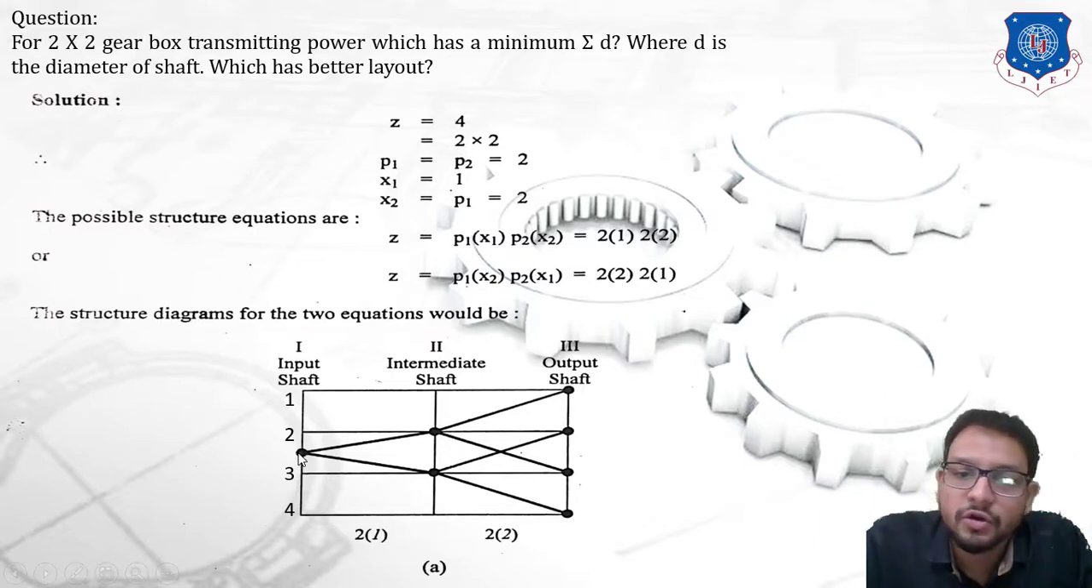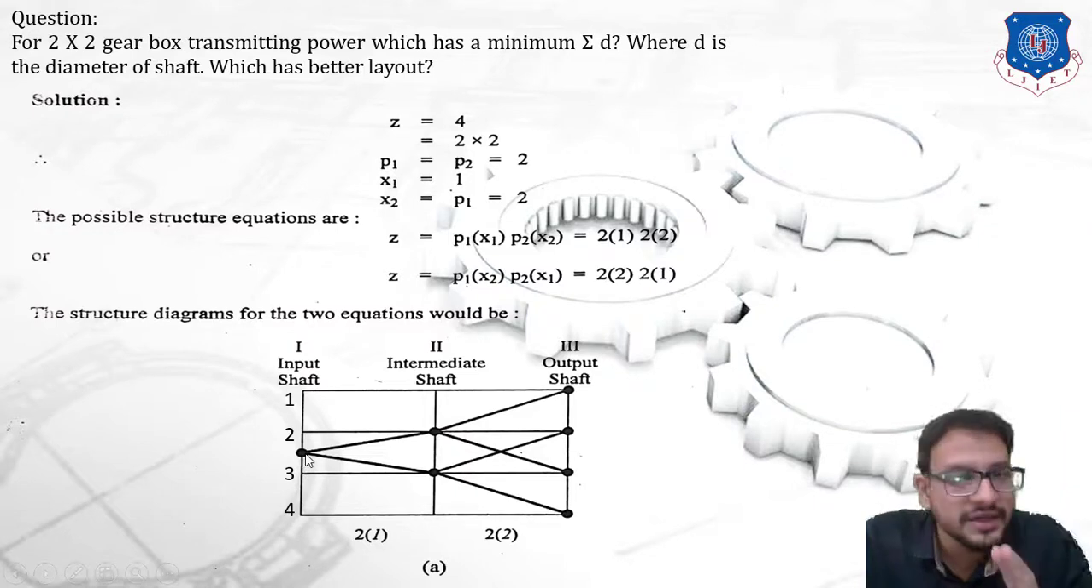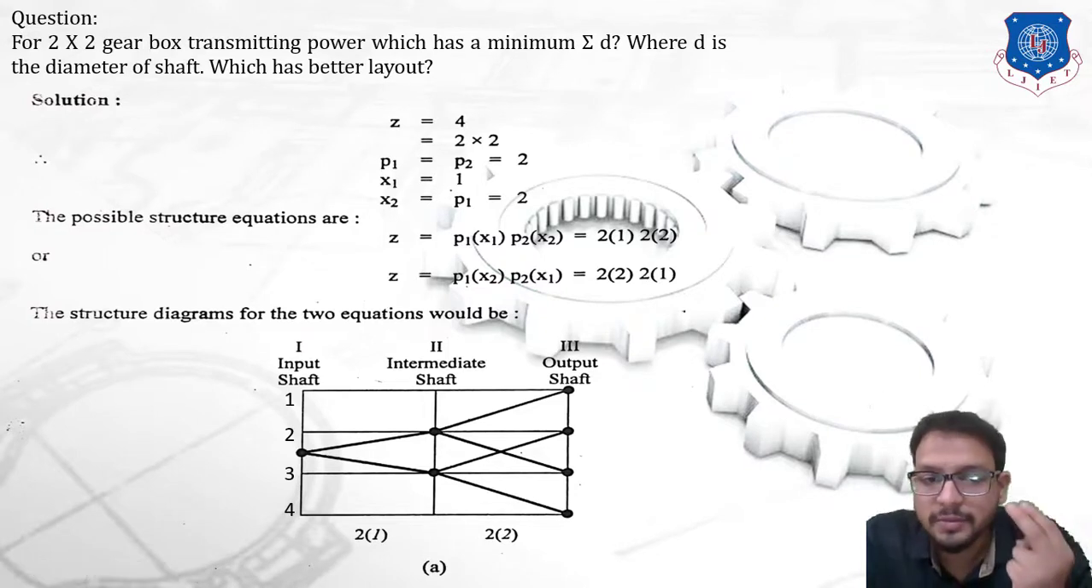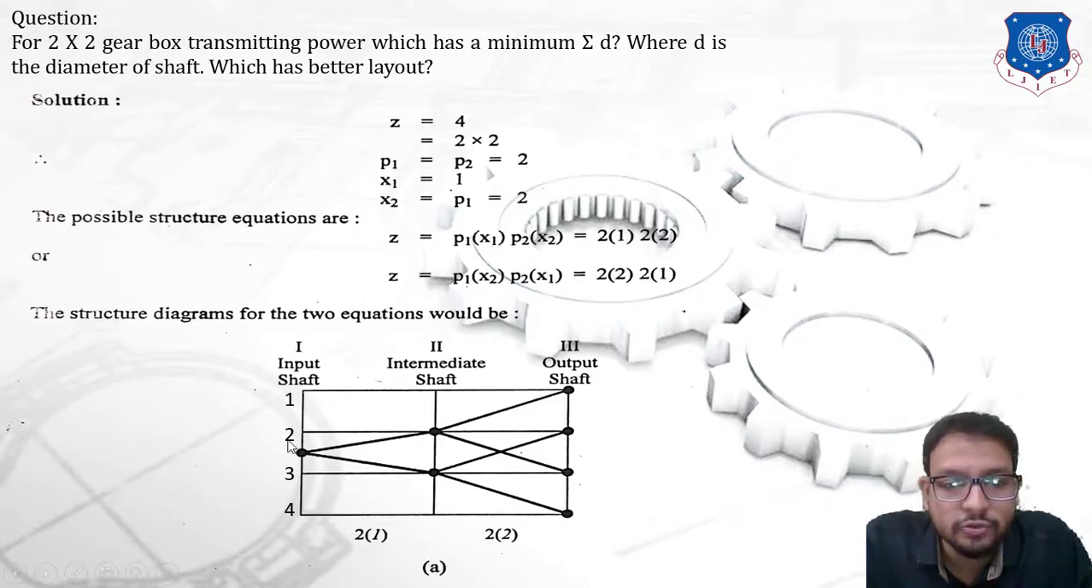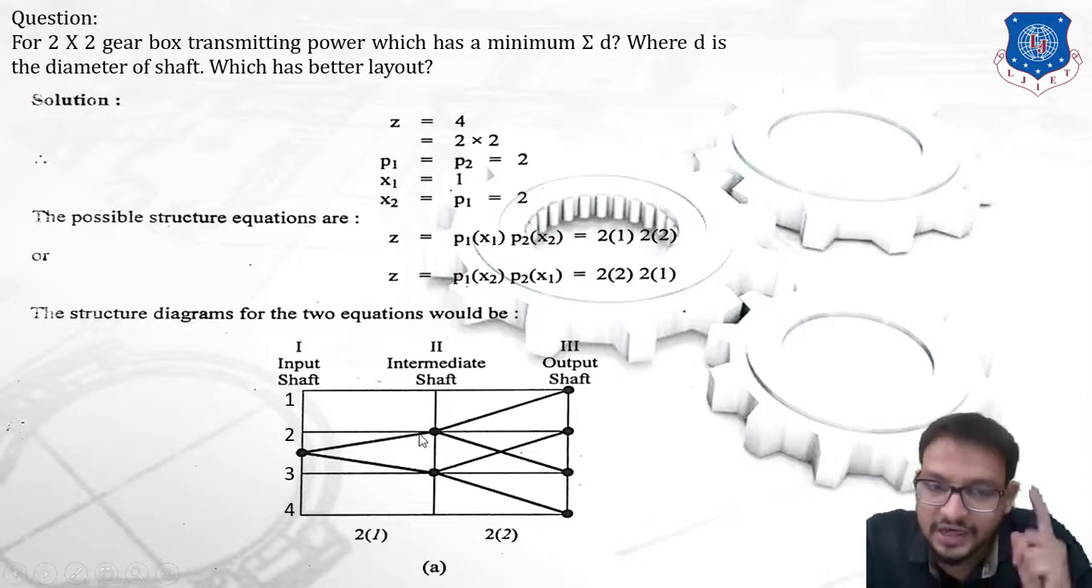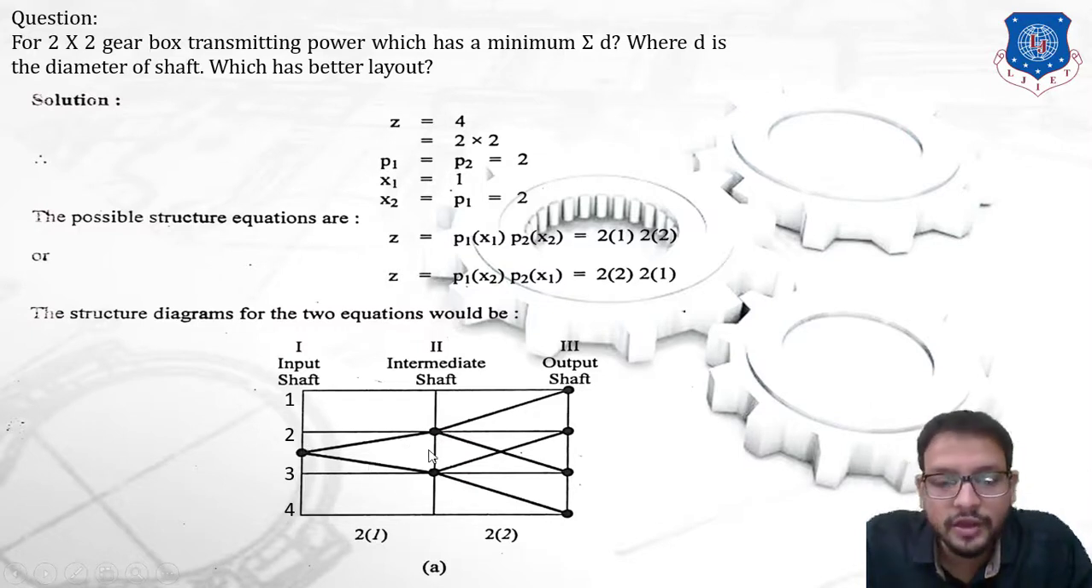Now how can we draw the lines? There are two speed steps available in stage 1, so there will be two lines. One line is going to move upward, indicating a step up in speed, and the second line will go downward, indicating a step down in speed. Remember, each line is going to represent a gear pair. So this is one gear pair and this one is a second gear pair. Now at how much distance do these two lines have to be kept?